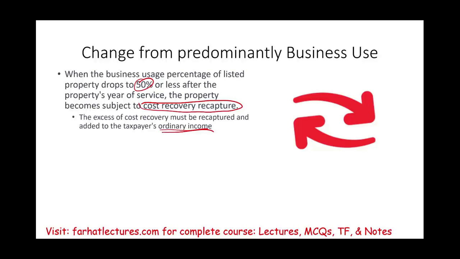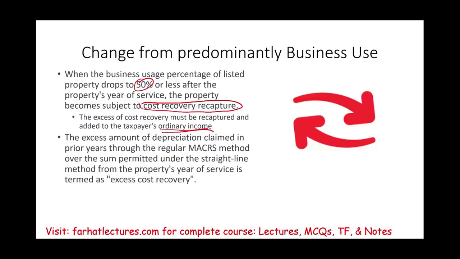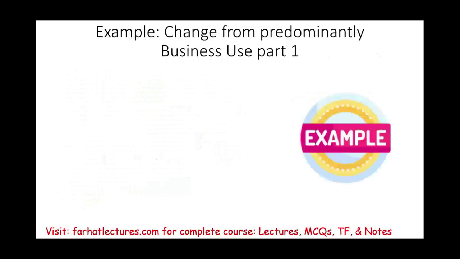Now, how do we do the recapture? The excess amount of depreciation claimed in prior years through MACRS over the sum permitted under the straight line. So that's the excess recovery. Simply put, you're going to look at how much you took for MACRS. Assume you use the straight line. MACRS is going to be more than the straight line, and that excess amount is captured in your taxes for that year as ordinary income. Yikes, right? So let's take a look at an example.